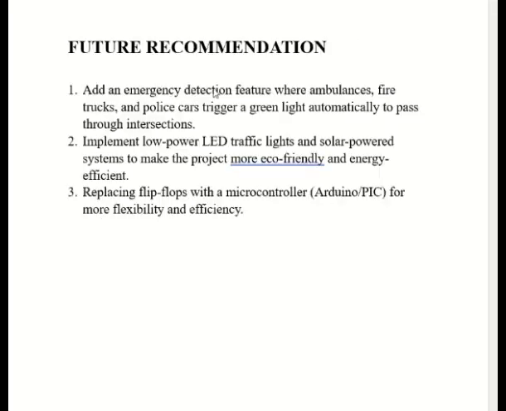First, add an emergency detection feature where an ambulance, fire truck, and police car trigger a green light automatically to pass through the intersection. Second, implement low power LED traffic lights and a solar powered system to make the project more eco-friendly and energy efficient. And lastly, replace the flip-flops with a microcontroller like Arduino or PIC for more flexibility and efficiency.